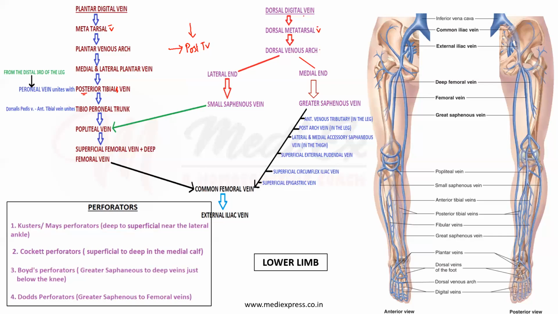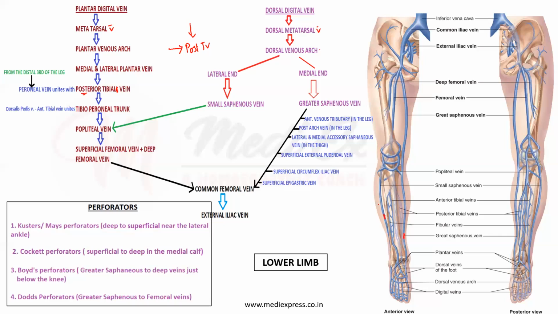After that, we'll see, but before that, we should finish what happens with the dorsal digital veins. I already mentioned the dorsal digital vein. It drains into the dorsal metatarsal veins, and from the dorsal metatarsal vein, it drains into the dorsal venous arch. From the dorsal venous arch, we have two ends, a lateral end and a middle end. Now, remember, the middle end of the dorsal venous arch drains as the great saphenous vein. And the lateral end drains as the small saphenous vein.